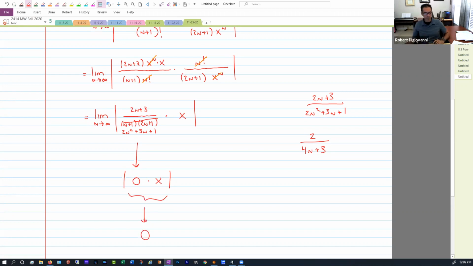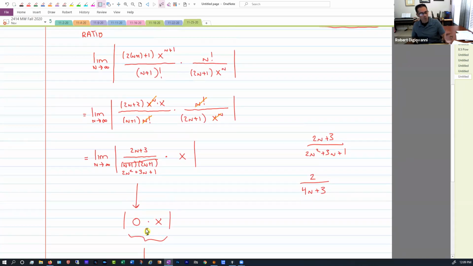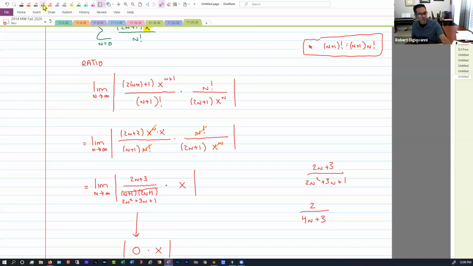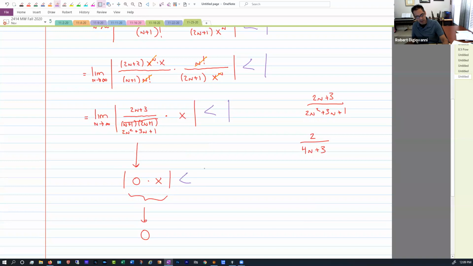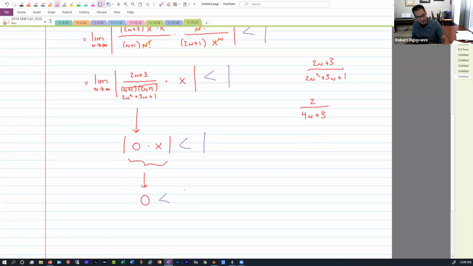Now, I left something out of this intentionally. What do we need for convergence? We ran the ratio test, so what do we need? We need this to be less than 1, right? Well, is it less than 1? It is, right? This is true.